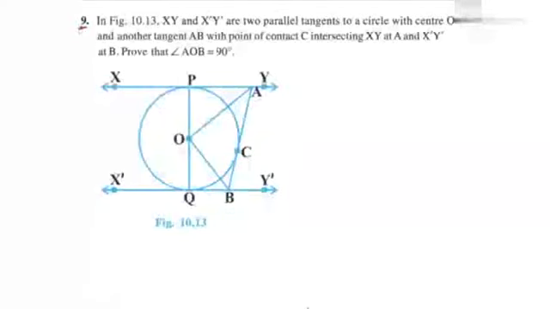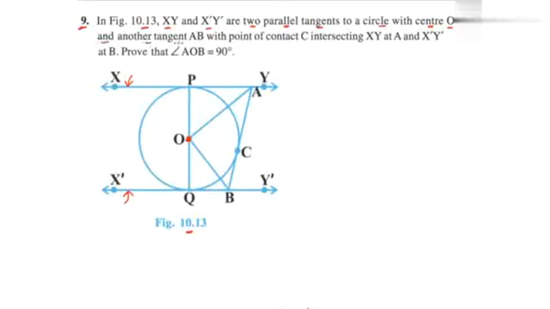Question 9 of this exercise says, in figure 10.13 that you see here, XY and X'Y' are two parallel tangents to a circle with center O. So if you see this figure, you see that there is a circle in the figure. This point O is the center of that circle, and XY, this line here, and X'Y', this line here, these two lines are parallel tangents to the circle.